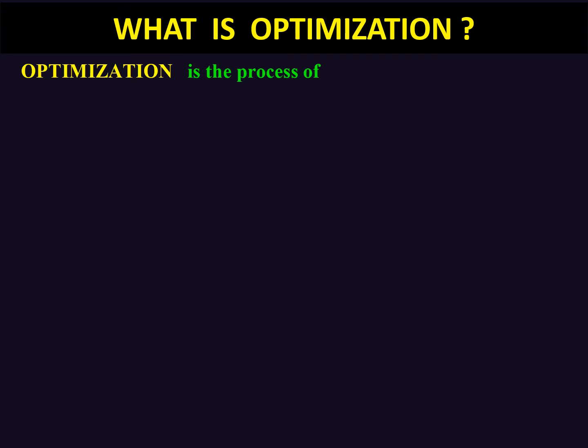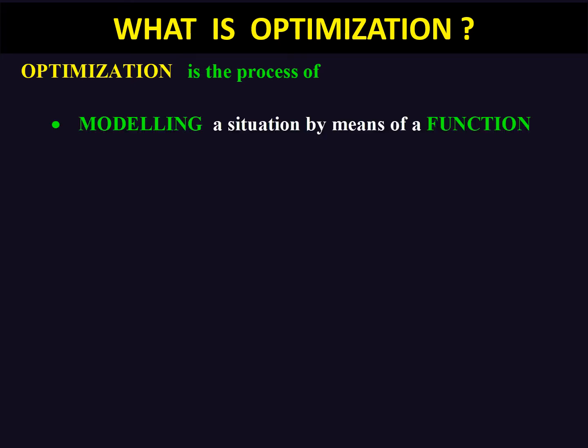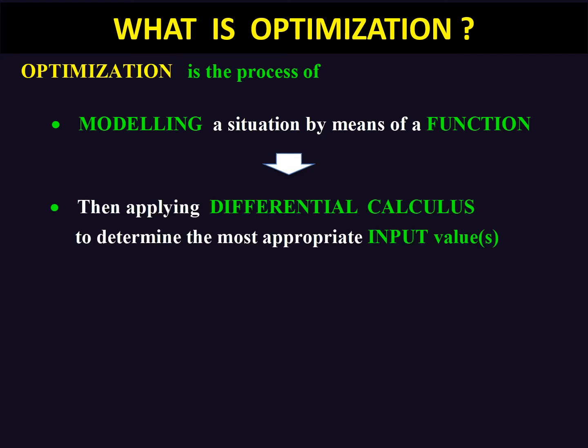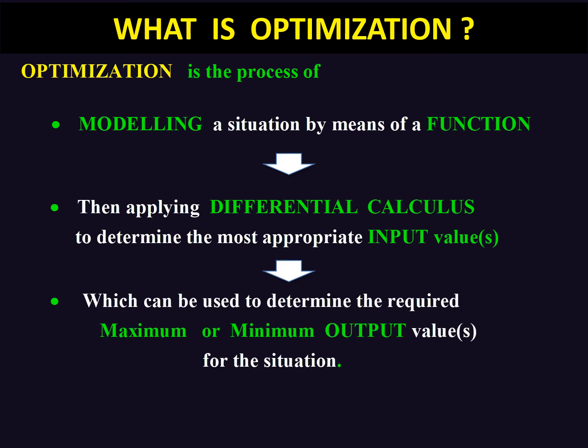Optimization is the process or the procedure of modeling a situation by means of a function. Then applying differential calculus to determine the most appropriate or the best input values for the situation, which can then be used to determine the required maximum or minimum output values for the situation. Let's look at some examples.